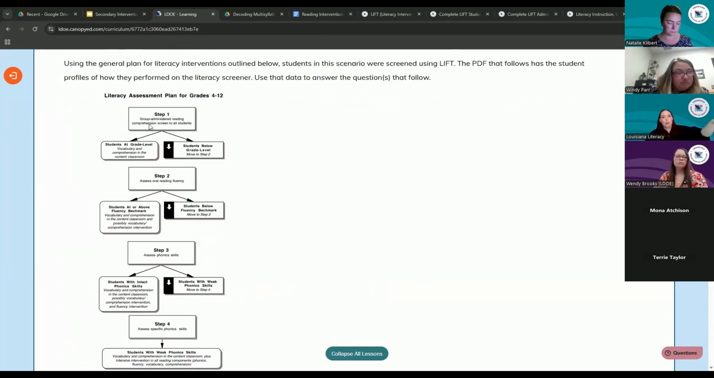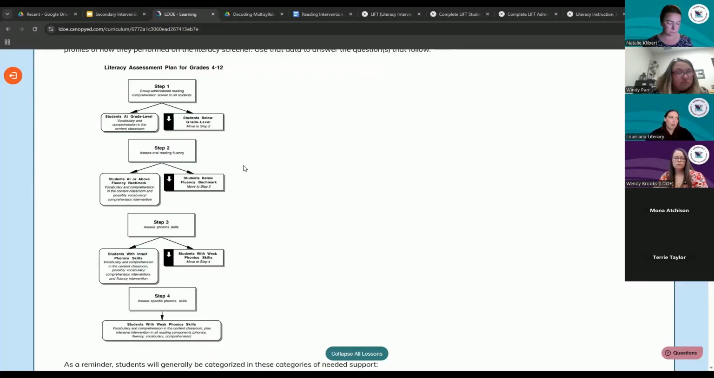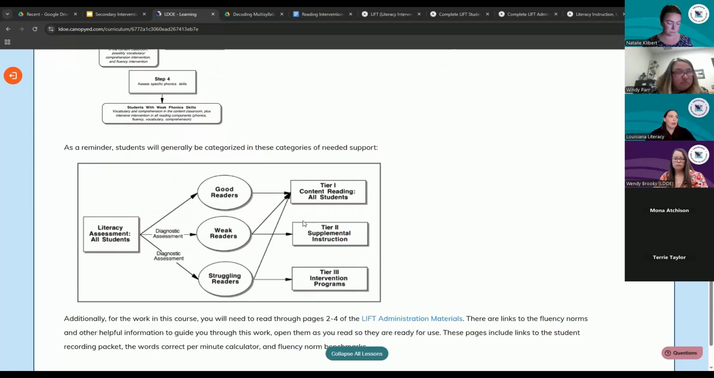So this was the flow chart that I had showed you guys of the general steps. It doesn't have any specific assessments in it, so that would depend on if you guys are using Lyft or Dibbles or if you have a paid program that you're using, but all of them will follow the same general path.